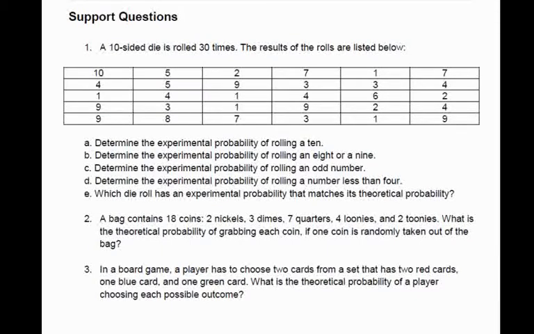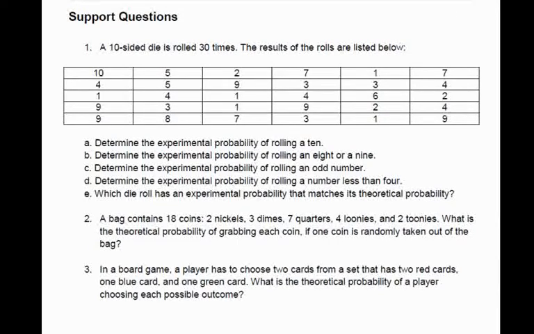So 6 divided by 30, we can divide both of those by 2 to reduce our fraction. And the answer for 1B then would be 3 over 15. For C, I'll let you do that one where you count all the odd numbers. Same thing for D, a number less than 4, so all the 1s, 2s, and 3s.